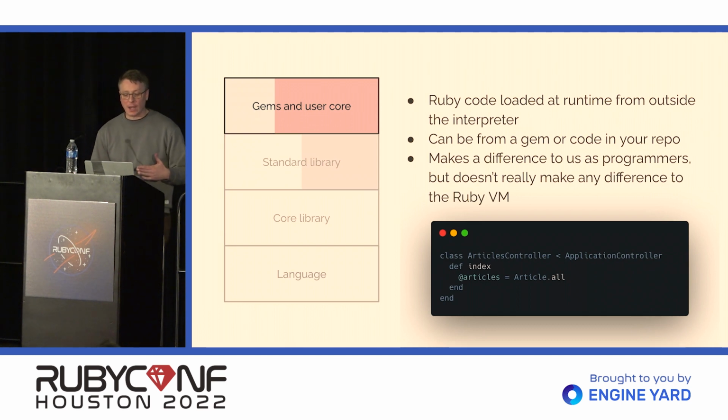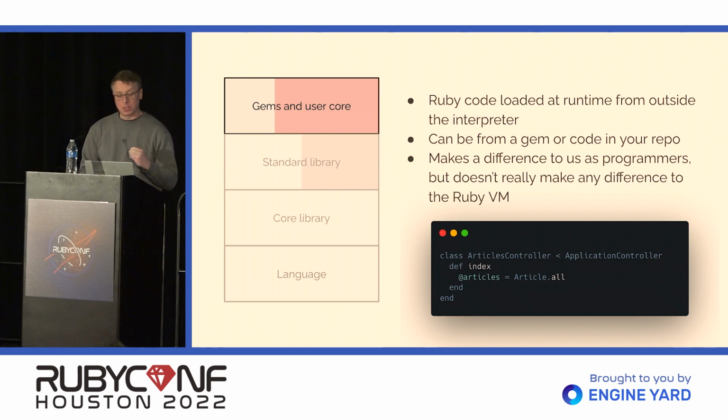On top of this, you have your gems and your user code. This is Ruby code that's loaded at runtime from outside the interpreter, outside the Ruby distribution. It can be from a gem or it can be from code in your repo. That makes a big difference to us as programmers. We think about gems as being something separate from user code, but for the VM, it doesn't really make any difference. It's all code loaded from disk at runtime. So, for example, some Rails code and a controller, that's all user code.